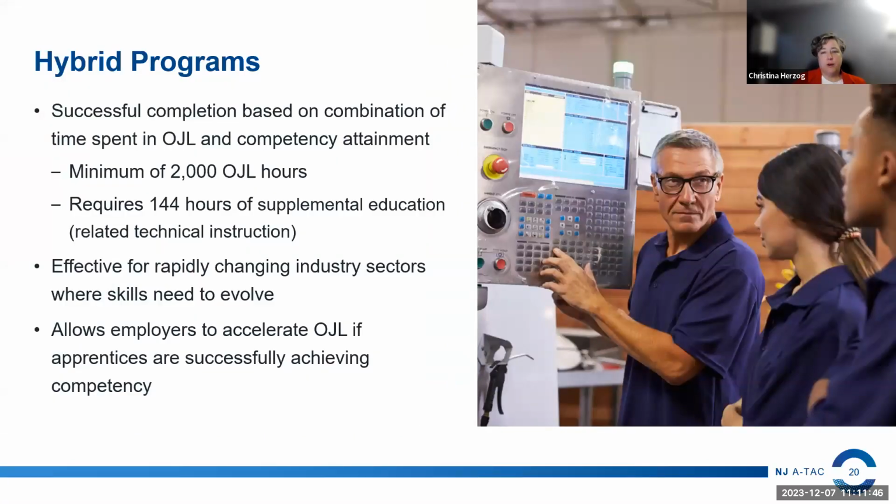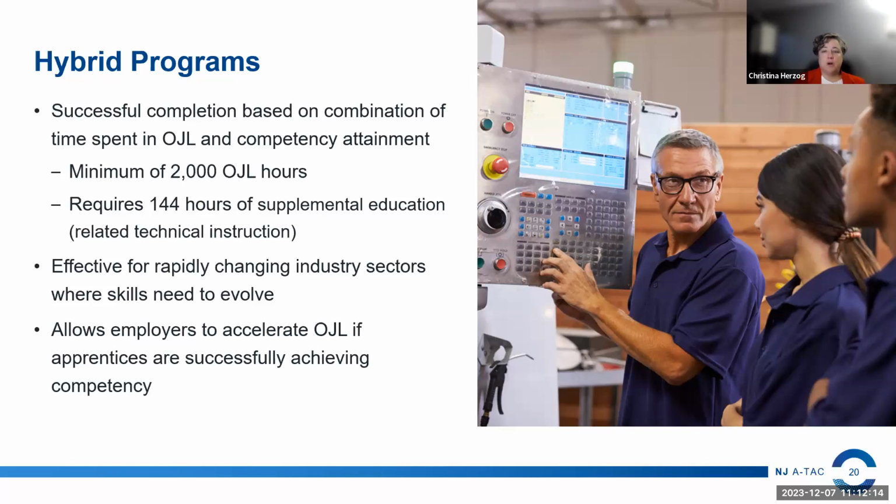A hybrid program combines the time spent in the on-the-job learning activities with competency attainment. For these, the apprentice must attain a set of competencies within a range of hours. In a hybrid program, it is possible for apprentices to move through the program more quickly as they gain proficiency, but a minimum number of hours is required to be spent in on-the-job learning activities.